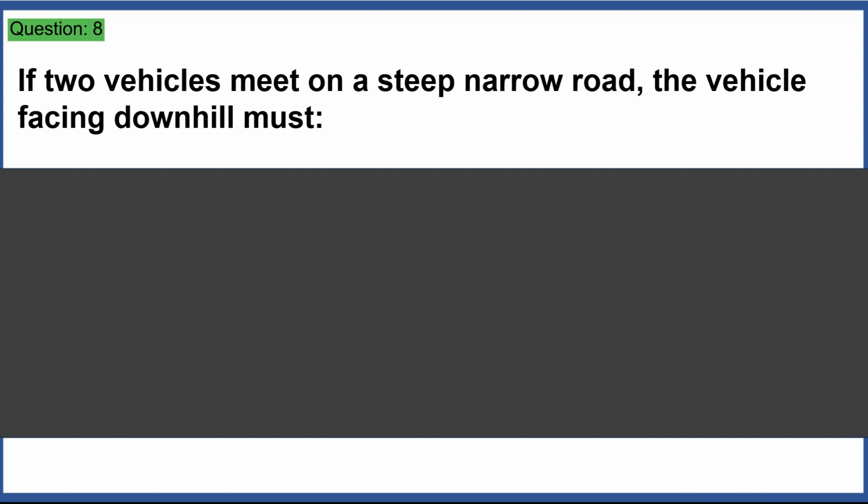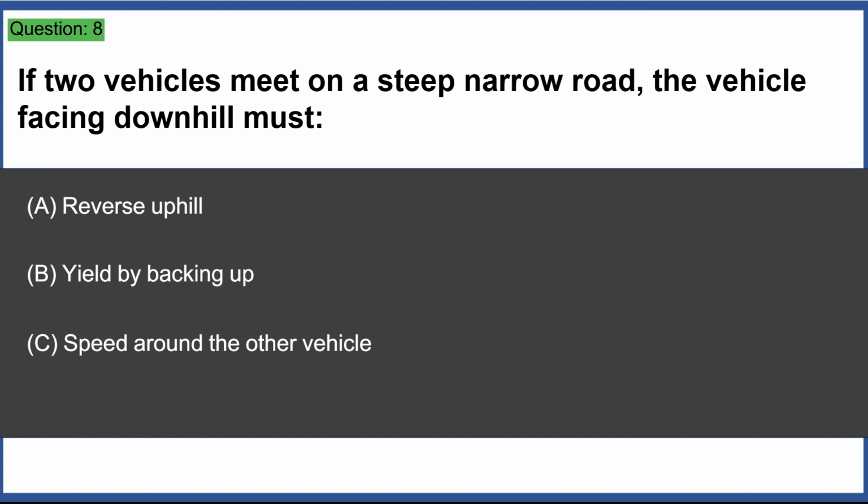If two vehicles meet on a steep narrow road, the vehicle facing downhill must: A. Reverse uphill. B. Yield by backing up. C. Speed around the other vehicle. D. Honk continuously. Answer B. Yield by backing up.